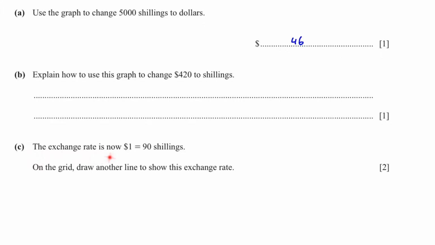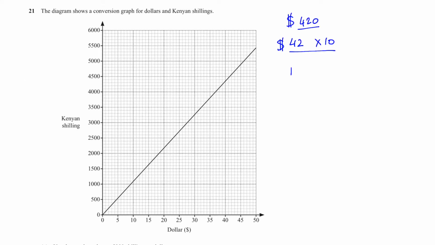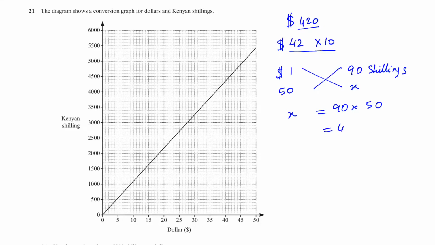Next, the exchange rate is now $1 is equal to 90 shillings. On the grid, draw another line to show this exchange rate. Okay, so we have $1 is equal to 90 shillings. Therefore, we can see $50 is equal to how many shillings? We cross multiply. 1 multiplied by x is x and 90 multiplied by 50 will give us 4,500.